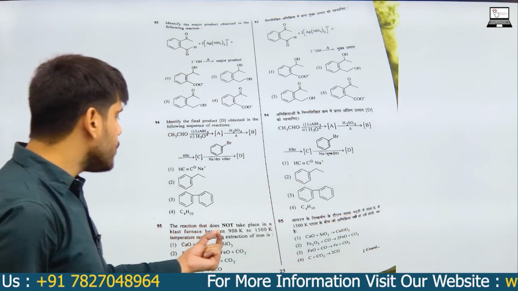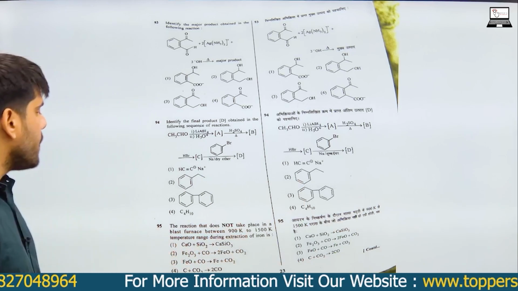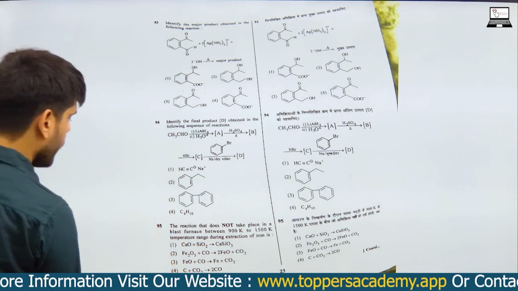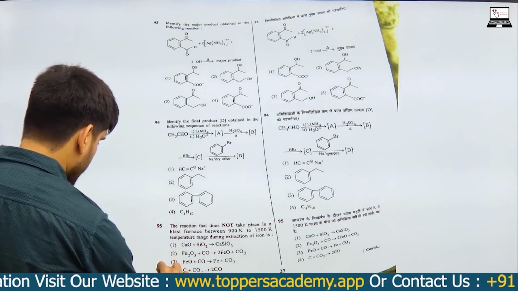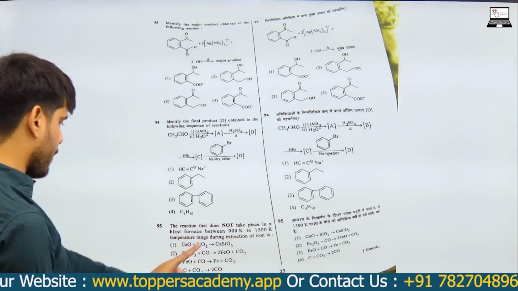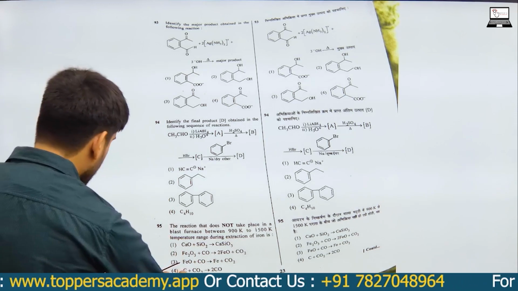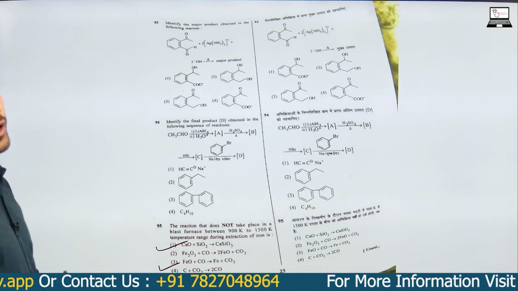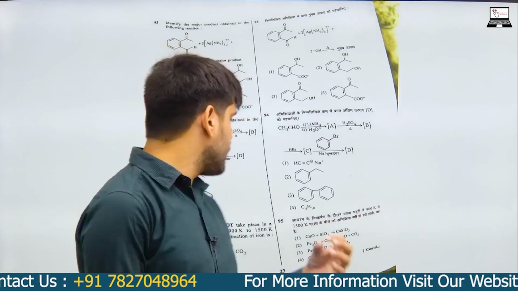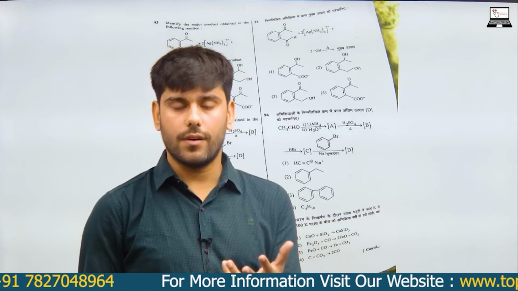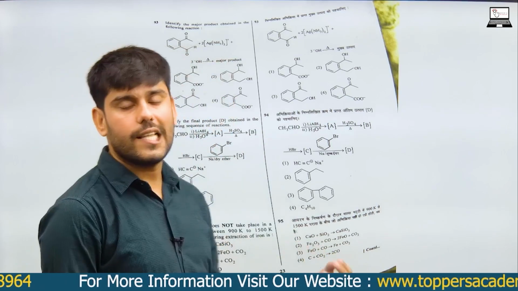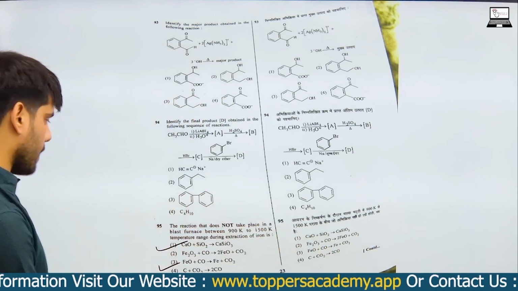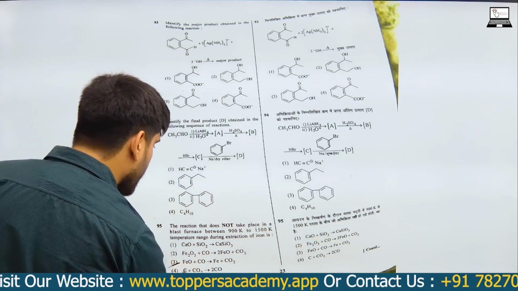The next question: the reaction that does not take place in the blast furnace between 900 and 1500 Kelvin. We have this reaction, absolutely correct: FeO plus CO gives Fe plus CO2. C plus CO2 gives CO. And obviously this reaction where CaO, quicklime, is added as a flux to remove the siliceous impurity in the form of calcium silicate, or slag formation. So second is the one which does not take place in this range.